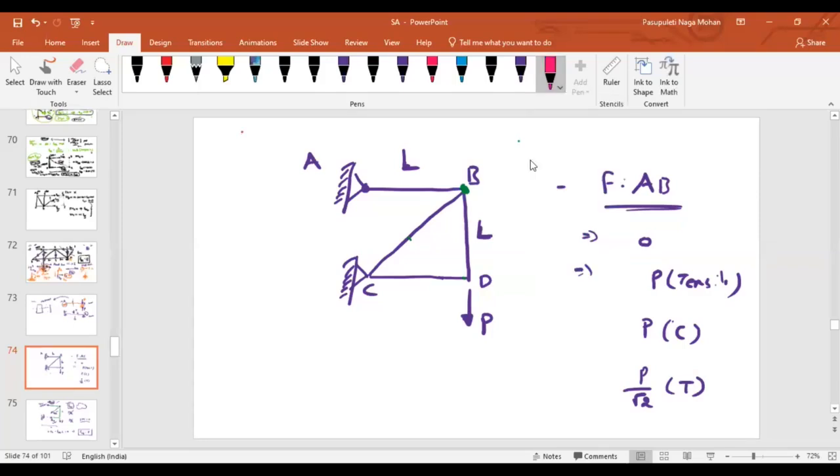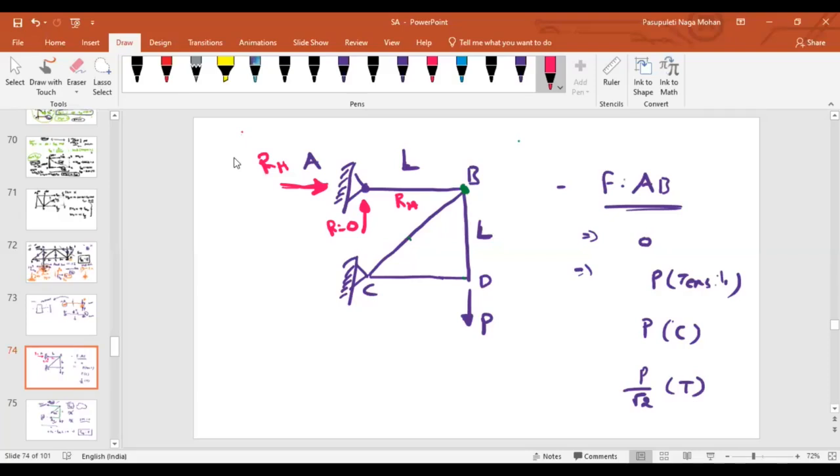See, by looking at the orientation of the members, I'm saying that this reaction is equal to 0. Imagine if there is a reaction like this. What about the member force AB? Let me represent the reaction as RH. Then what about the member force AB? Can I say it is equal to RH or not?